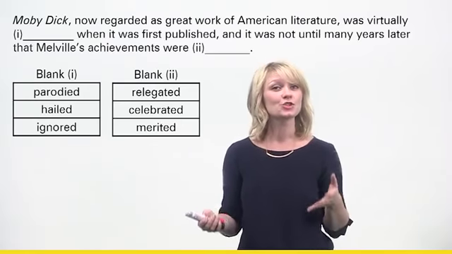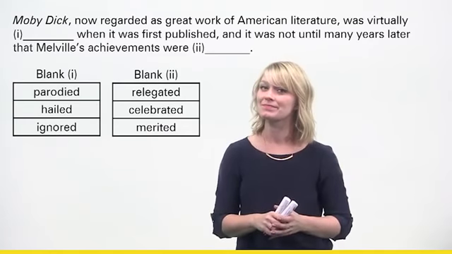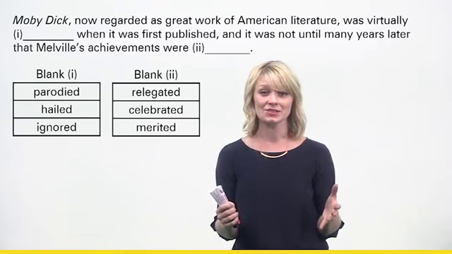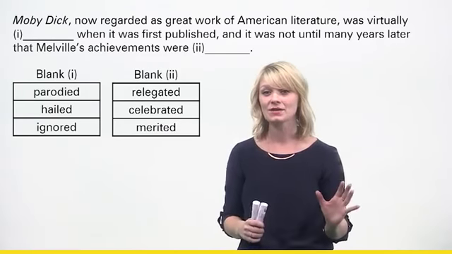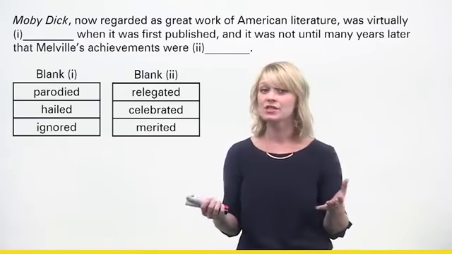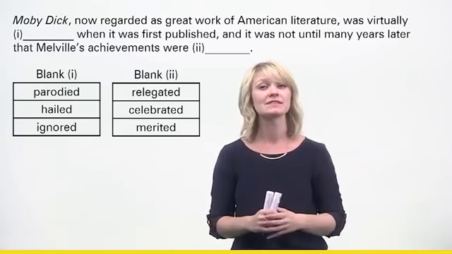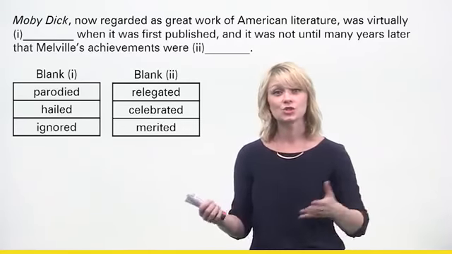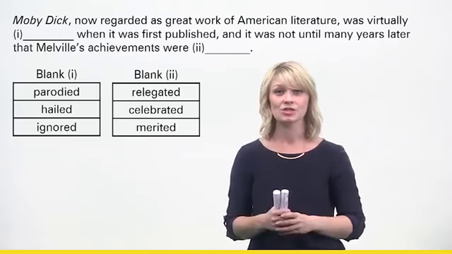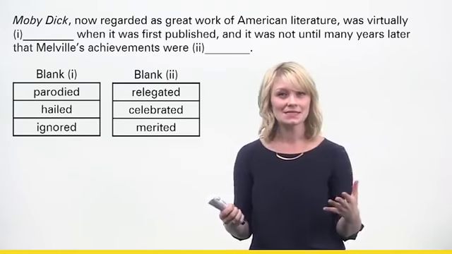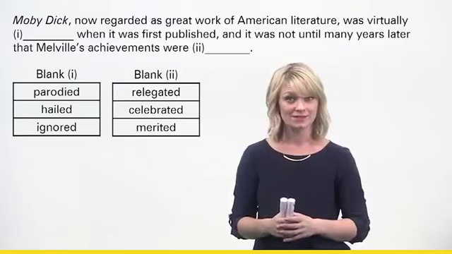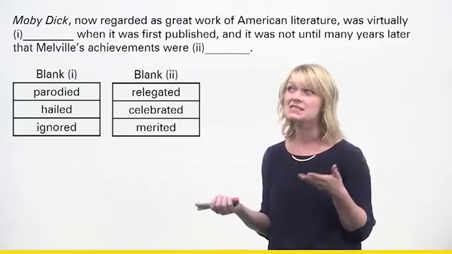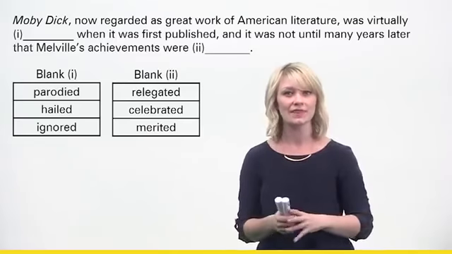Here's an example of a 2-blank text completion question. Moby Dick, now regarded as a great work of American literature, was virtually blank when it was first published, and it was not until many years later that Melville's achievements were blank. When you're working a 2 or 3 blank text completion question, choose the blank that seems easiest to you and do that one first. If none of them seem easier to you, then choose the last blank. In this case, the first blank seems easier, so let's start with that one.